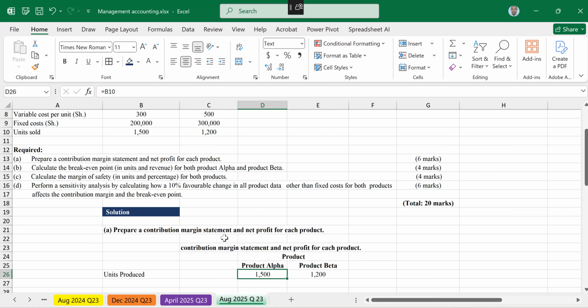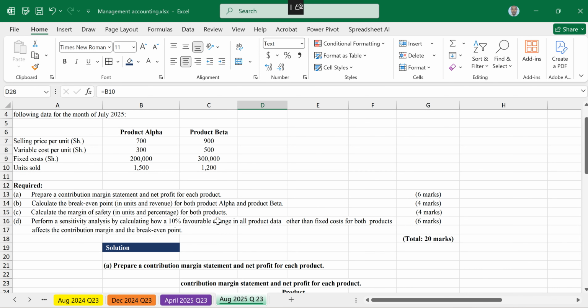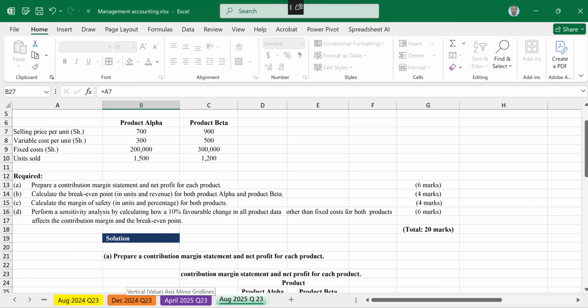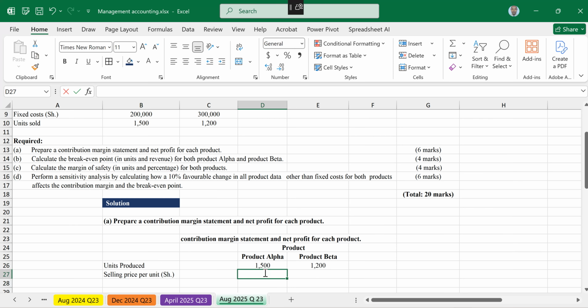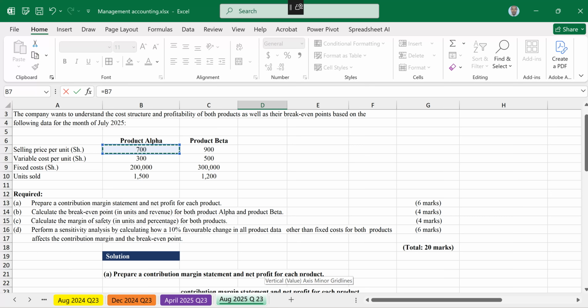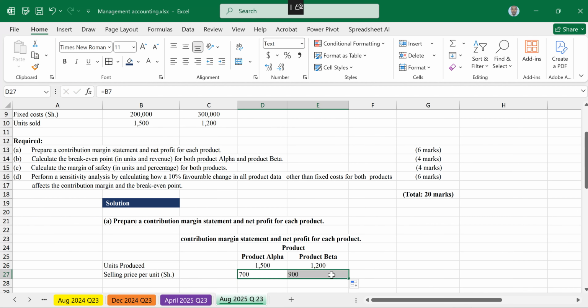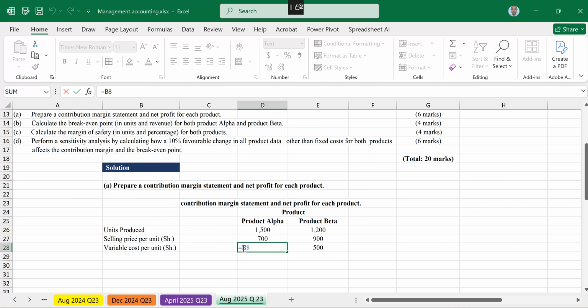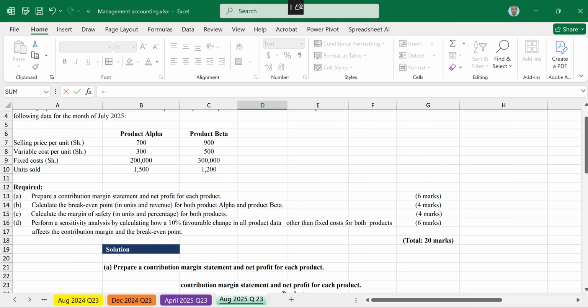Now after the units produced, we want the variable cost. Before variable cost per unit, you can bring on board the selling price per unit. Alpha selling price per unit is 700. Beta selling price per unit has also been given as 900. Variable cost per unit, I believe you can drag down. But now I want them to be negative, so negate. Equal sign negative, then variable cost per unit of 300.